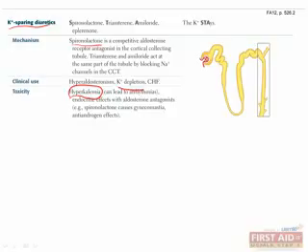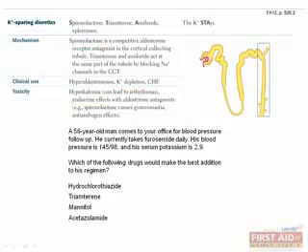Also, spironolactone has some specific endocrine side effects, which are listed here. Let's go through a question to review some of these drugs. Ready? A 56-year-old man comes to your office for blood pressure follow-up.